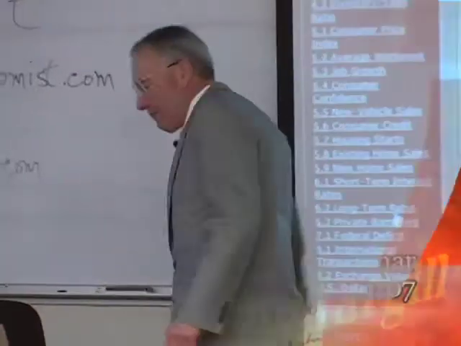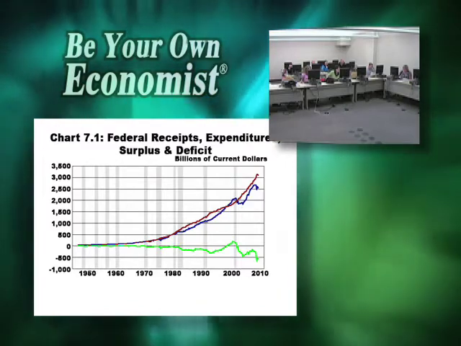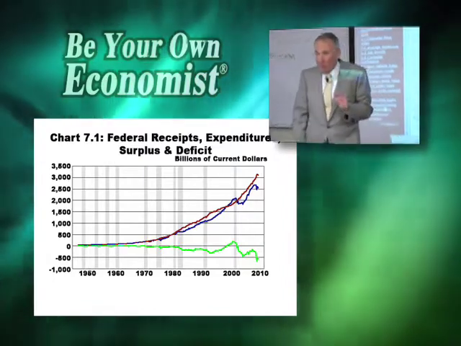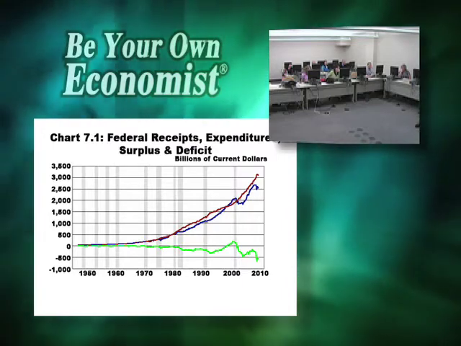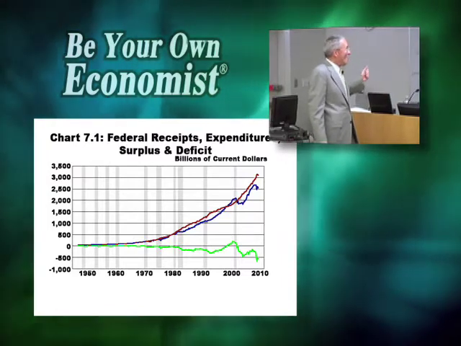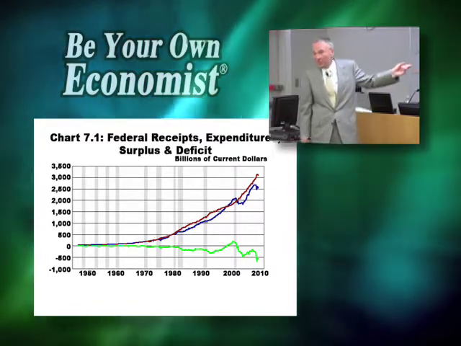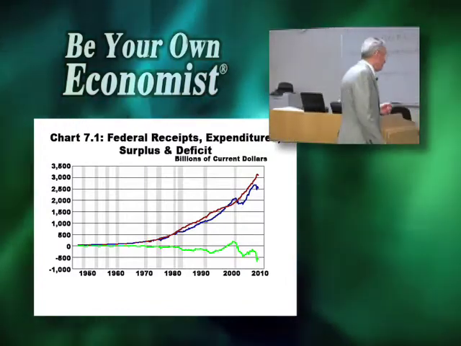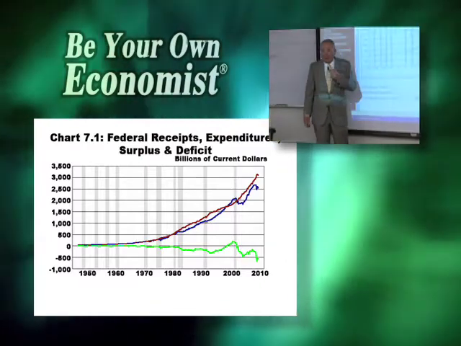Let's turn to the federal deficit, 7.1. And as you know, what this particular chart has, the blue line is federal revenues, the red line is expenditures, and the green line, which is very hard to see up here on this chart, but you might be able to see a little better on yours, is the surplus or deficit.